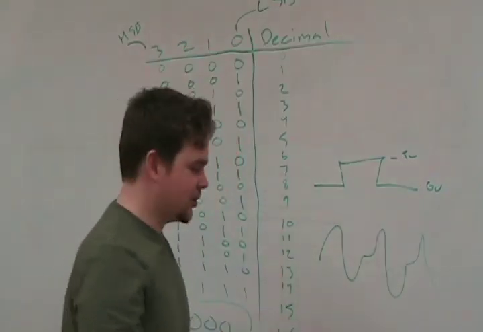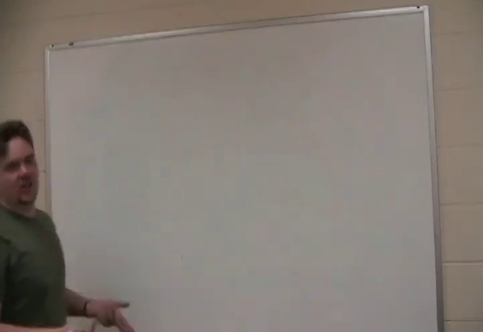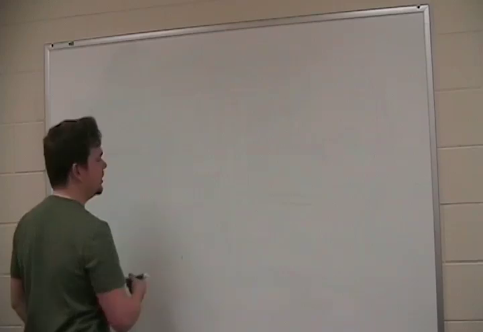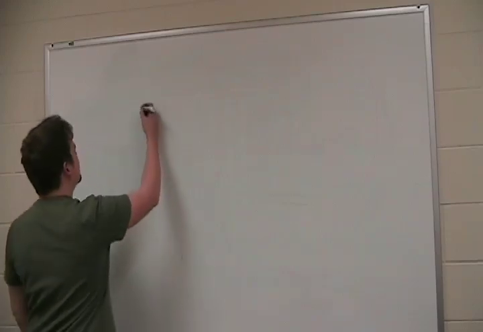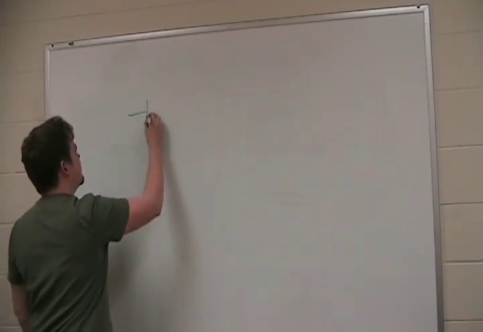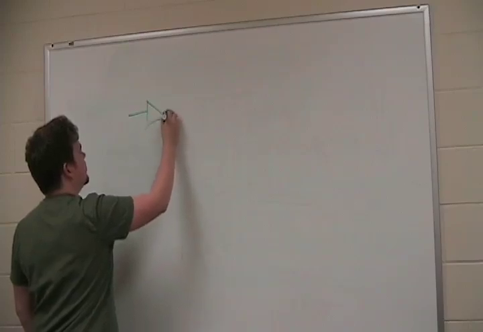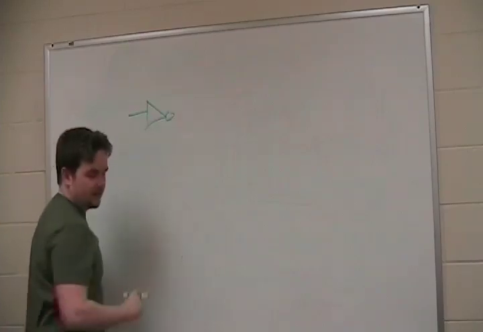So I'll show you something cool. We're going to get back to binary in a second. Right now we're going to talk a little about three friends of mine. We're going to talk about the NOT gate, a triangle with a circle on the end. Oh, that's not very pretty.